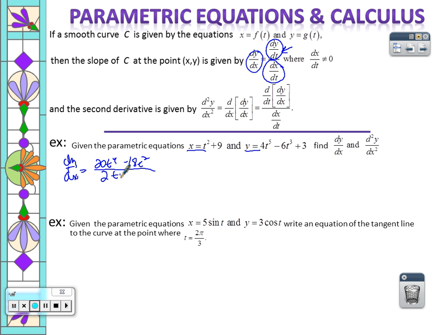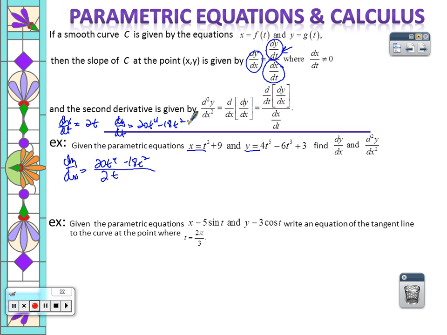Now, when you first start these, it might be a pretty good idea to just do the dx/dt separately. Don't jump straight to the formula. Let's just do them separately. If I do dx/dt, I get 2t. If I do dy/dt, I get the 20t to the fourth minus 18t squared, and then I put them together. So really, whatever you're comfortable with.